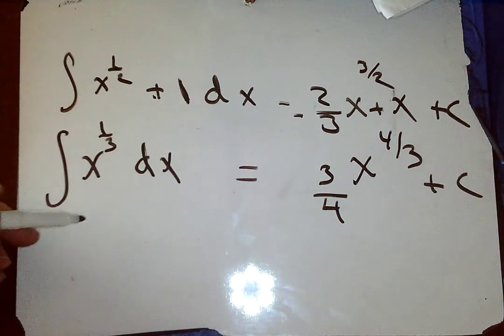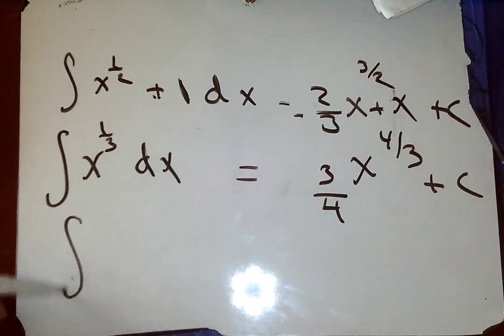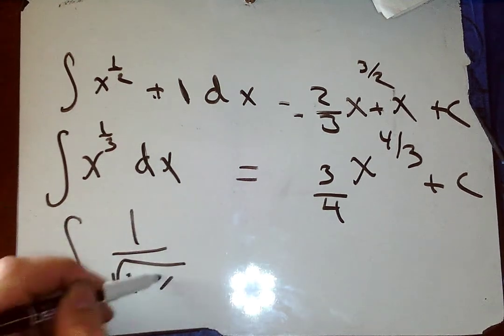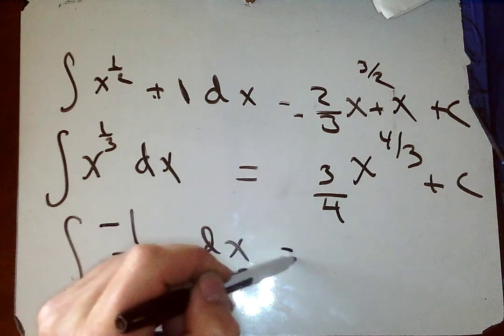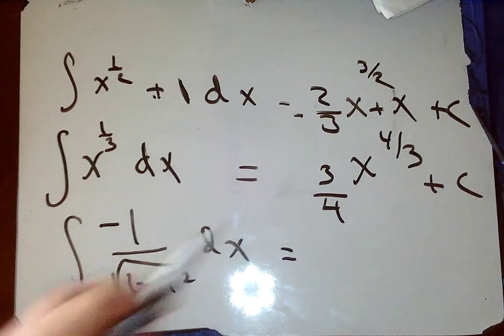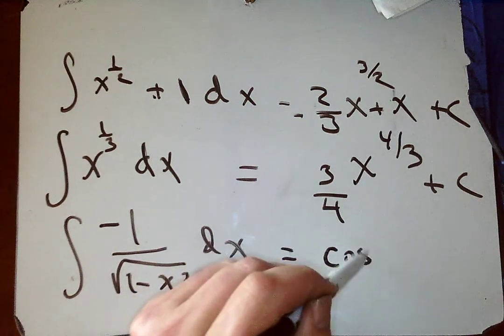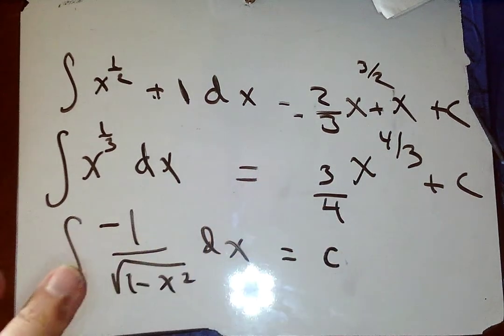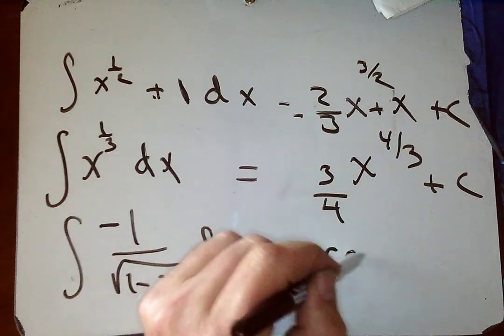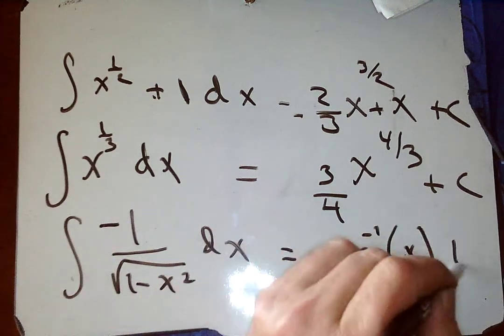Okay. How about the antiderivative of 1 over square root of 1 minus x squared dx? Negative 1 over square root of 1 minus x squared. All right, what did you get for that? It's the derivative of, now I'm having difficulty. There it is, cosine inverse of x. Don't forget the plus c.